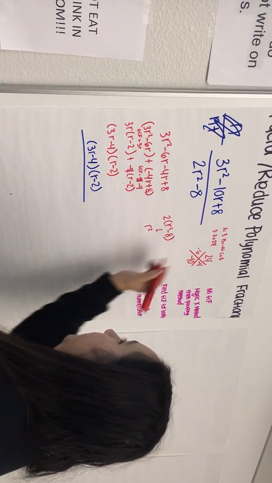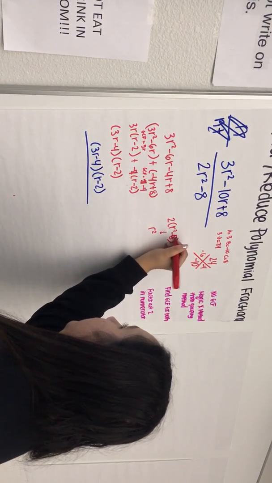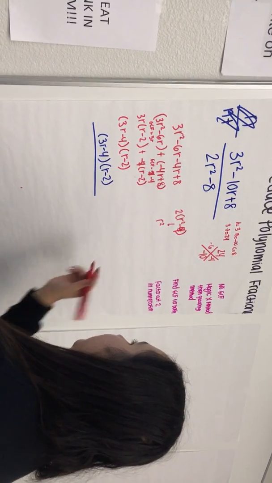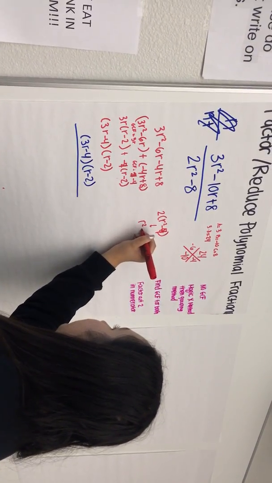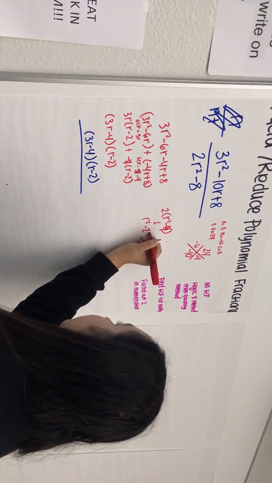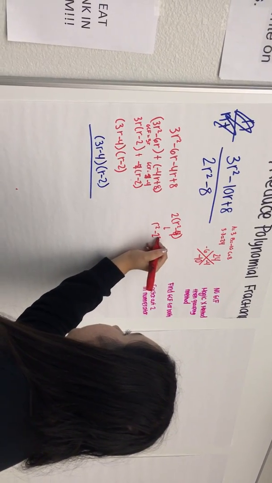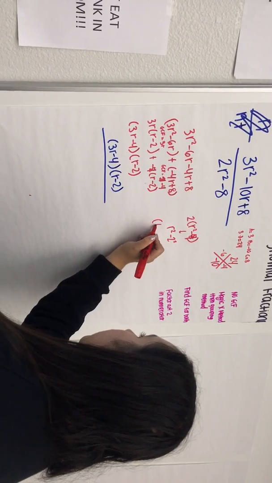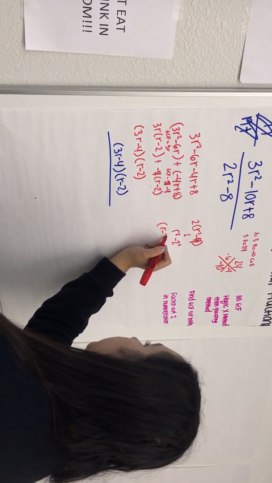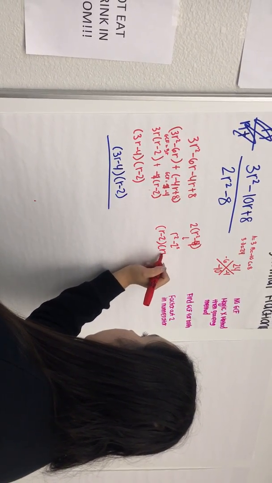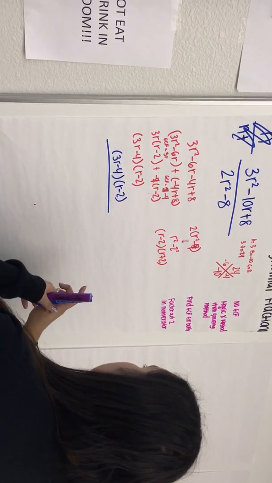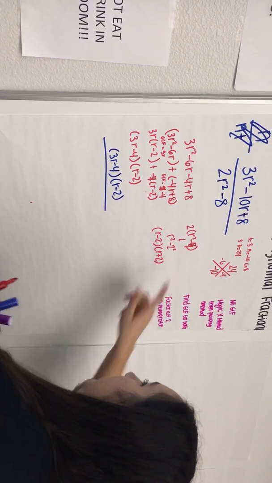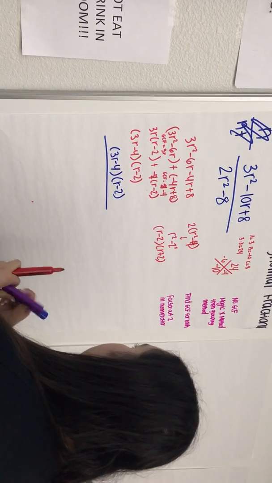Wait, no. Oh, that makes sense. So then that's... And what is this called? Difference of two squares. Nice.